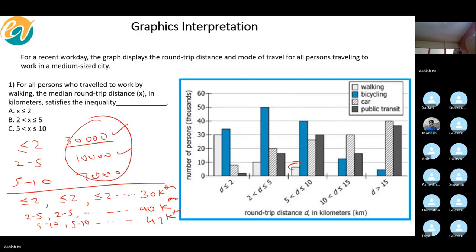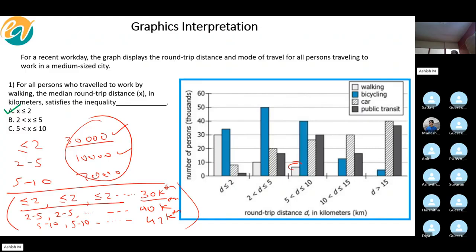So this is how you arrange the data for all the 47,000 people who walk. And after arranging the data, what would be the median? The 47,000 divided by 2, right? The middle value, which would be 23,500. Agreed? So clearly, since 30,000 people are traveling lesser than 2, which means 23,500th person will be obviously in this range, and so lesser than 2. Are we clear, guys, in terms of how to figure this out?